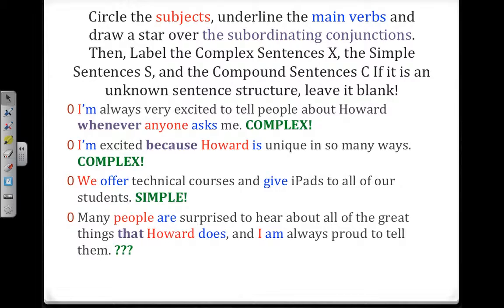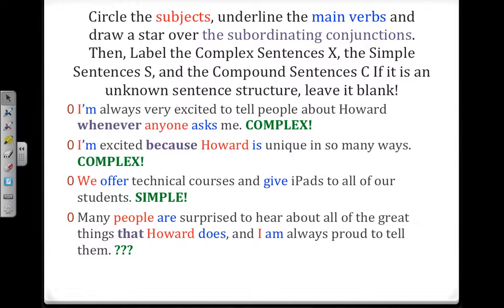Number three, we offer technical courses and give iPads to all of our students. The subject is we, and we are both offering and giving. Notice that there is not another subject here with give. So we only have one pair of subject and verb. When we only have one pair of subject and verb, that's an independent clause alone. That is a simple sentence.